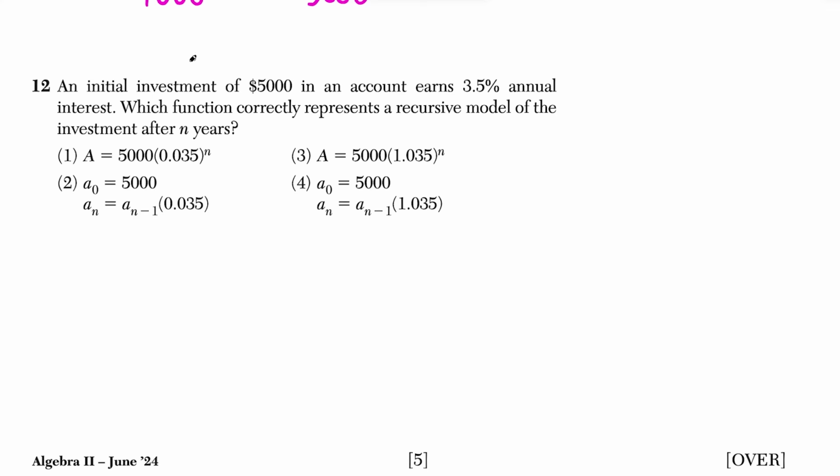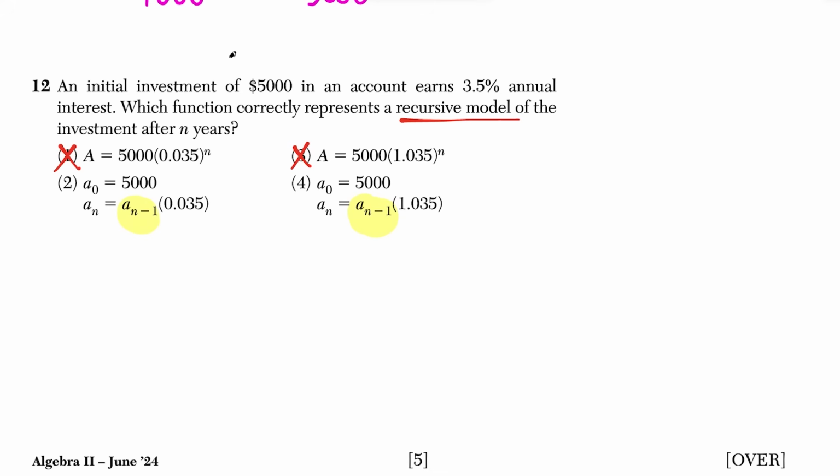Question 12, an initial investment of $5,000 in an account earns 3.5% annual interest. Which function correctly represents a recursive model of the investment after n years? So if we're looking for a recursive model, we could eliminate choices 1 and 3 right away, because for a model to be recursive, it needs to have a starting point and it needs to be defined by the terms before. So the a sub n minus 1 piece here means the term before a sub n. So these would count as recursive models.